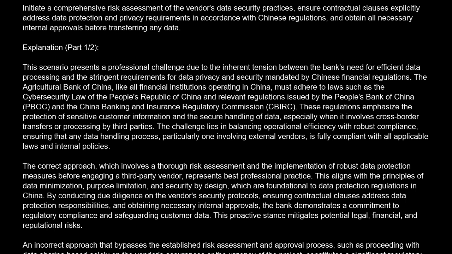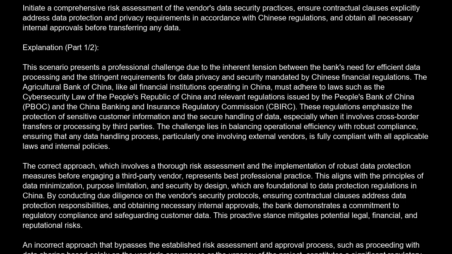These regulations emphasize the protection of sensitive customer information and the secure handling of data, especially when it involves cross-border transfers or processing by third parties. The challenge lies in balancing operational efficiency with robust compliance, ensuring that any data handling process, particularly one involving external vendors, is fully compliant with all applicable laws and internal policies. The correct approach, which involves a thorough risk assessment and the implementation of robust data protection measures before engaging a third-party vendor, represents best professional practice.